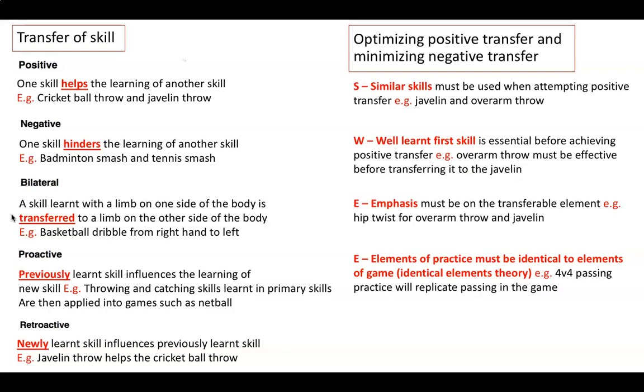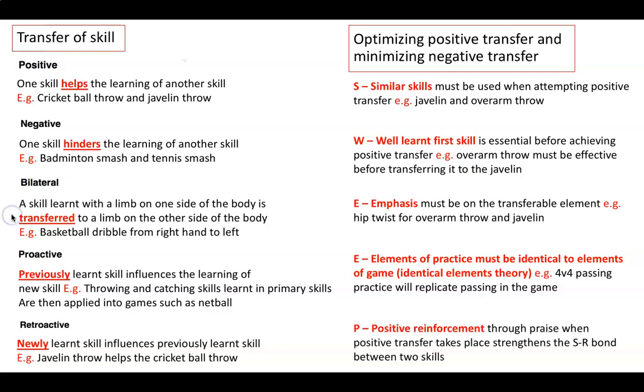Finally, and potentially most importantly, you've optimized positive transfer and minimized negative transfer by using similar skills, making sure your first skill is a well-learnt first skill, and emphasizing that transferable element. You have then thought about your practice type, making it really specific to the game. Finally, what will really help is positive reinforcement. So we have to praise when positive transfer takes place because it strengthens the SR bond between the two skills. Because you've strengthened that SR bond, that stimulus response bond, you have got really good positive transfer taking place.